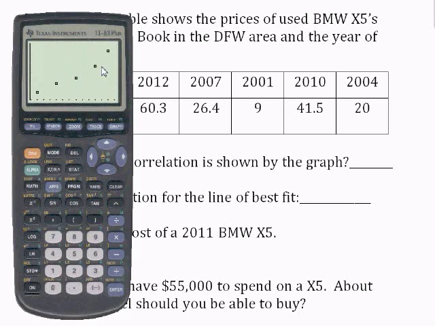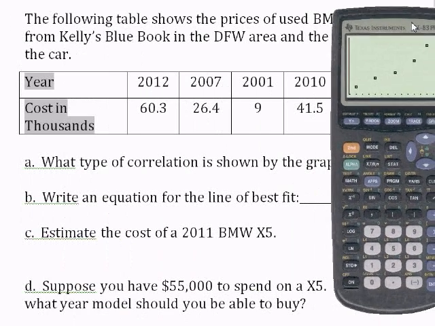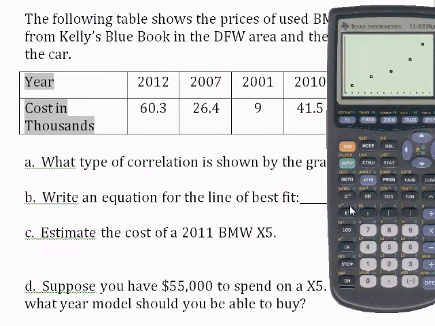Now you'll notice our scatter plot shows a very clearly positive trend, and that should make sense. The newer the vehicle, our x values, the more that vehicle costs, our y values. What's interesting is that BMWs, at least the ones that I chose from the Kelly Blue Book, the used vehicles in the DFW area, show a pretty linear trend as the cars get newer. So, what kind of correlation do we see? We see a positive correlation.